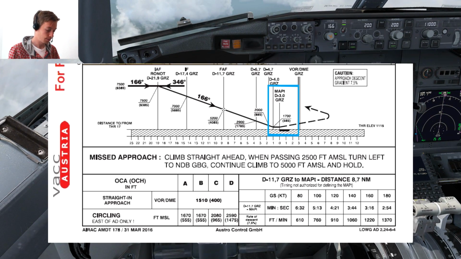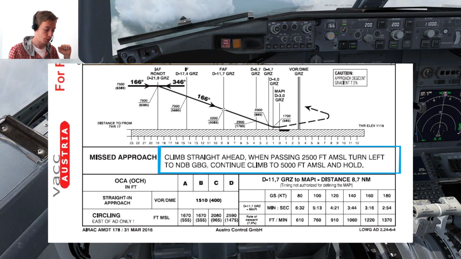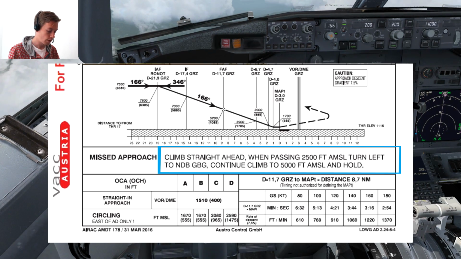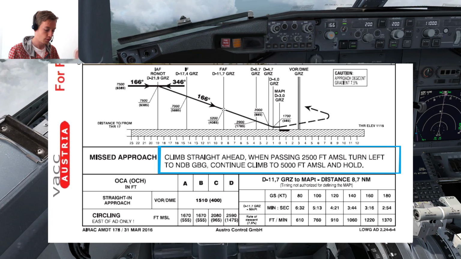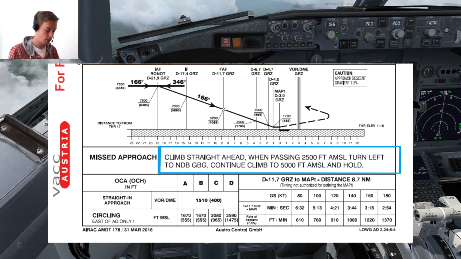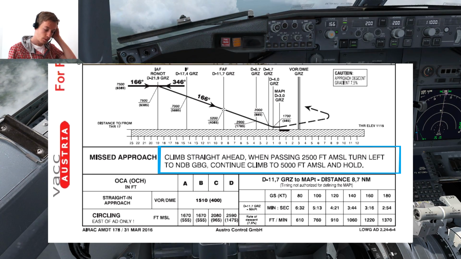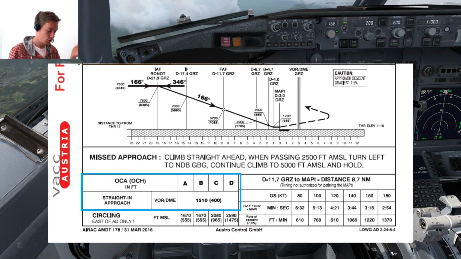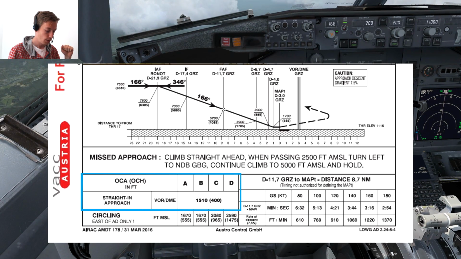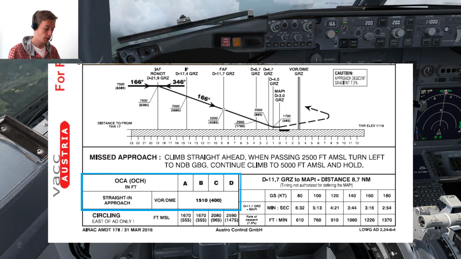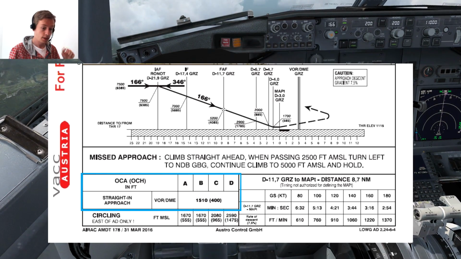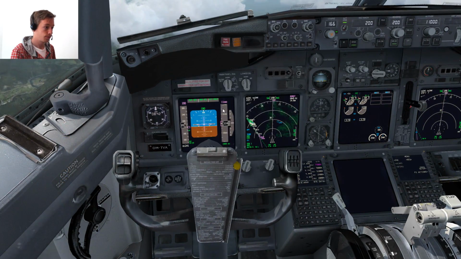Okay. In the case of a missed approach, we're going to climb straight ahead, and when passing 2,500 feet, turn left to NDB Golf Bravo Golf, and continue to climb to 5,000 feet and hold. Okay, as stated on the route. So for the obstacle clearance altitude, the straight-in approach for the VOR DME, as you can see, for the minimums, which indicate the altitude at which we're going to decide whether we go around or not, which corresponds with the missed approach point of 3 DME, is 1510 feet. So let's enter that in the minimums.